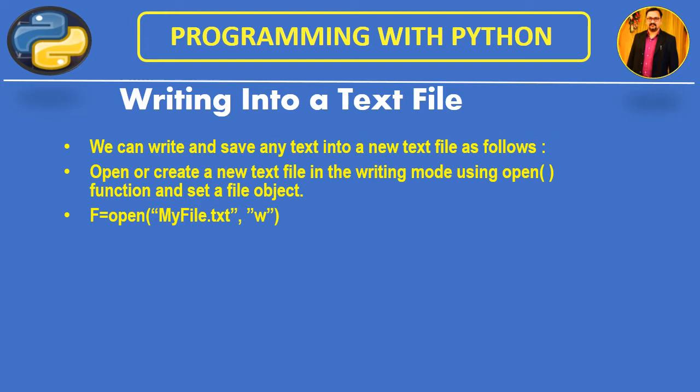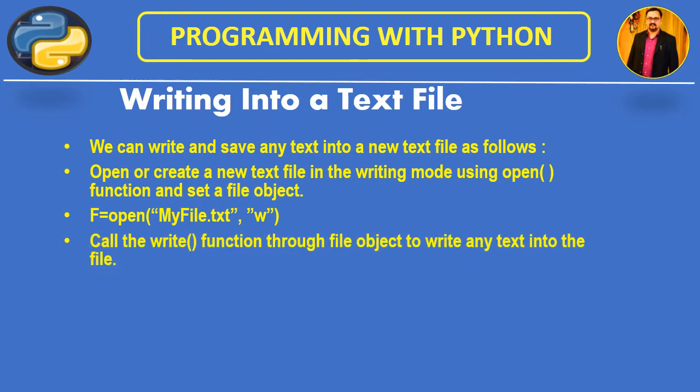This is the way you will create the file. f equals open, and here the name of the file, like here MyFile.txt, and this is the file mode. w stands for writing mode. So this particular statement will create a file object named f, and this object will connect to the MyFile.txt in writing mode.